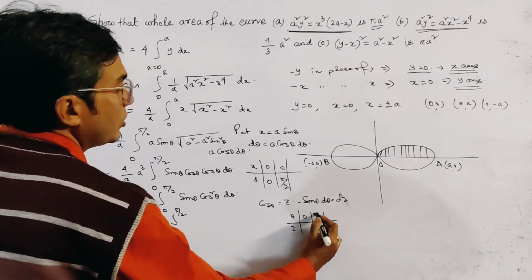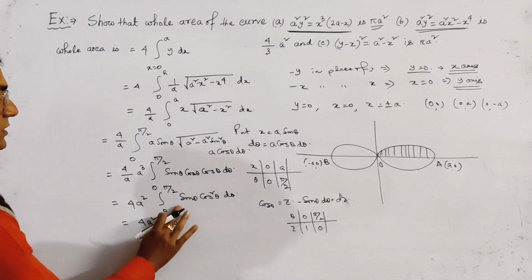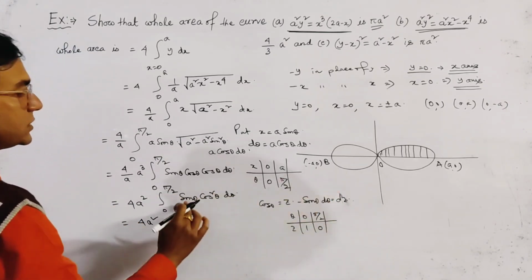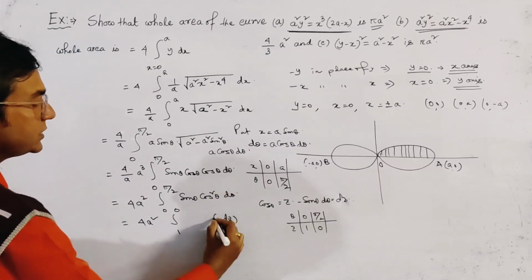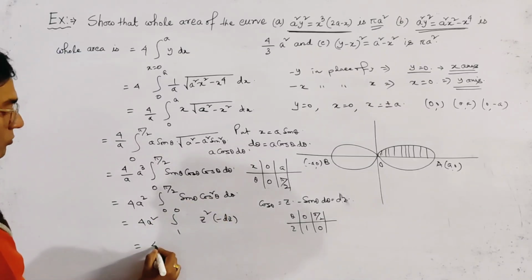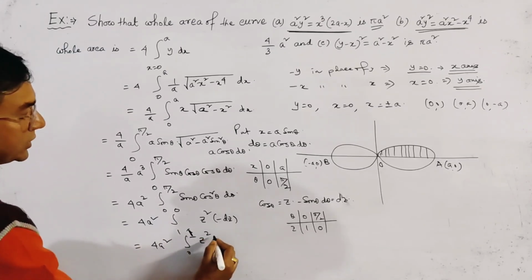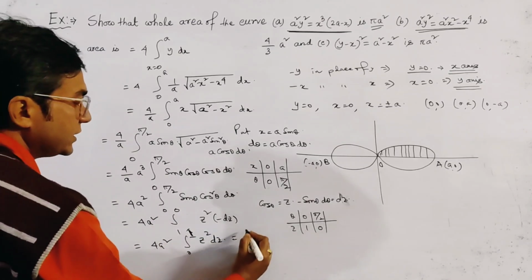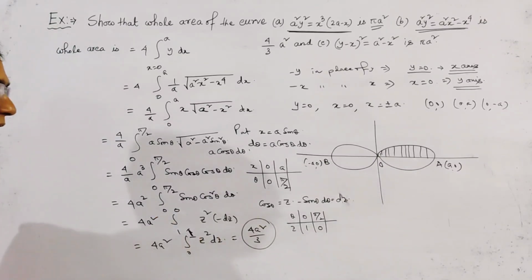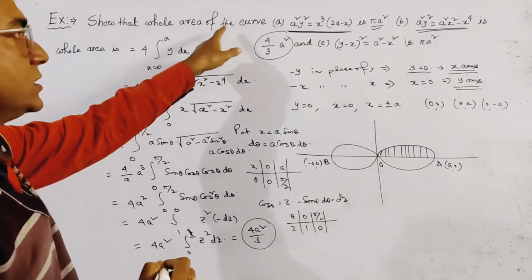Range of theta is 0 to pi by 2 and the range of z is 1 to 0. So we get sin theta d theta equal to minus dz, and cos theta equal to z, so we get z square. Now 4 square into integration 0 to 1 z square dz, and by integrating this term we get 4 square by 3. This is the second answer. 4 square by 3 is the whole area of the second curve.